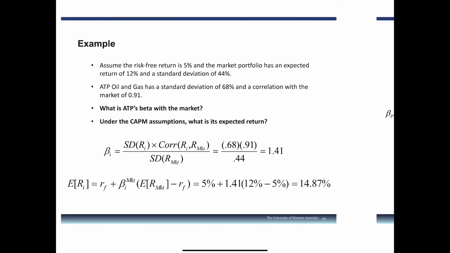On the other hand, if ATP's actual return is, say, 20%, right? If it's 20%, what does that mean? That means it is currently undervalued, and that means more people will buy it. If more people buy it, what would happen? It pushes the price up such that the return would become smaller and would then approach what's suggested by the CAPM. But that's based on the assumption that CAPM actually holds, right?